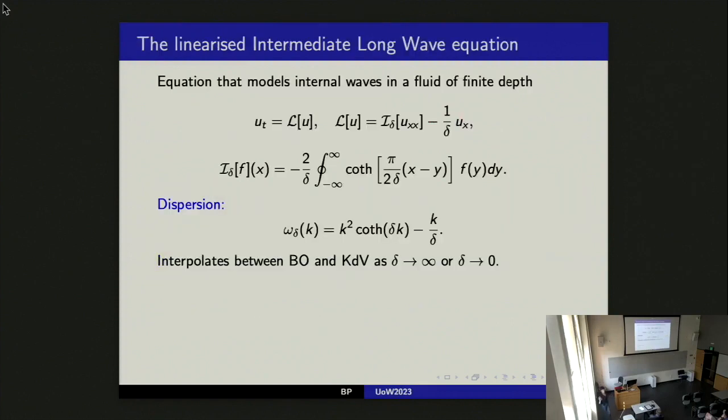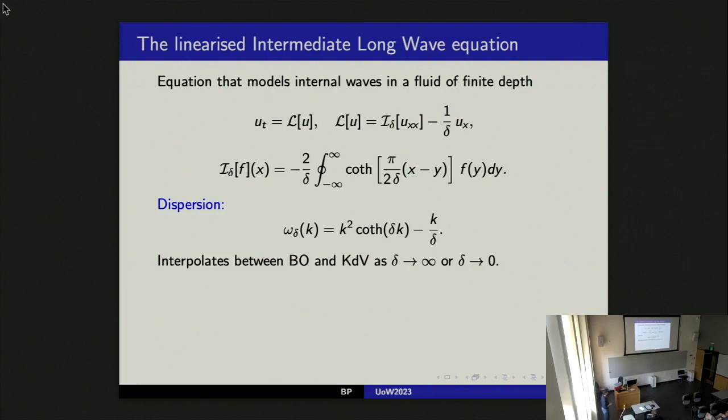I will only go a couple of slides on this, but this is the other model, the intermediate long wave equations. I should say the full nonlinear equations, both BO and ILW, are integrable. However, integrability has nothing to do with it. We're talking about a linear effect. So this is again non-local with this hyperbolic cotangent kernel, and the dispersion looks like this. This model interpolates between the infinite depth BO and the shallow depth KdV.